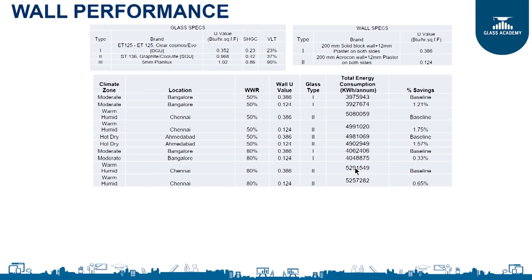All these studies can give you a fairly accurate prediction of the incremental benefit that you will get. For example, you can see that there is a 1.75% improvement in savings if you use a glass type 2 versus a glass type 1, or a different WWR. So these studies will help you arrive at prudent decision making during your design process.